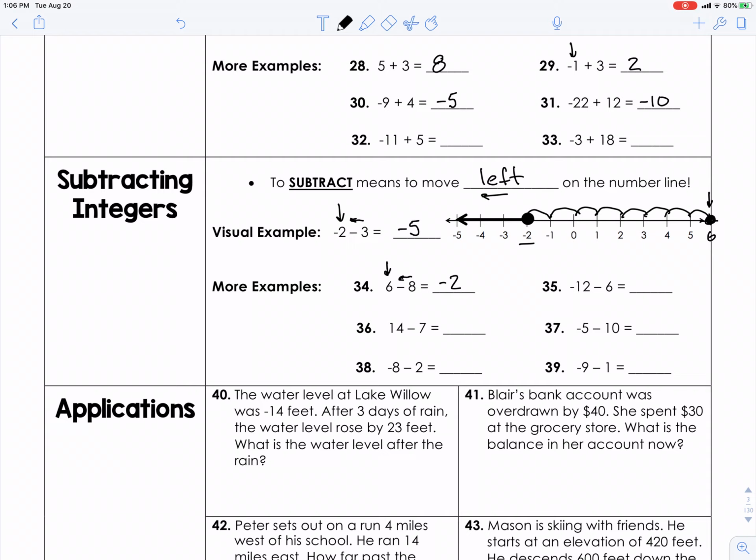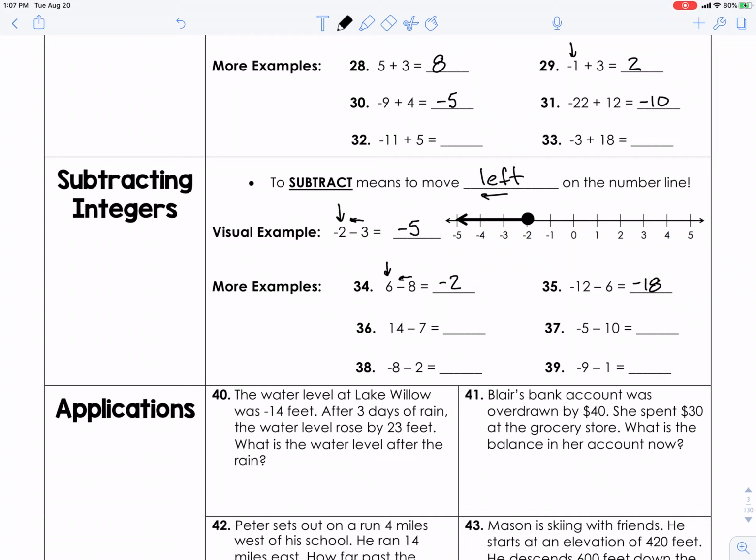35. -12 minus 6. I'm going to erase all the notes I made up here. If you want to leave them, you can leave them. -12 minus 6. I'm starting at -12. So that means I got to move to the left 6 more units. So I can count that in my head. If I start at -12 and I add -13, -14, -15, -16, -17, -18, I'm at -18. I just counted 6 more units from -12. Okay? Because to the left, the negatives get bigger numbers.